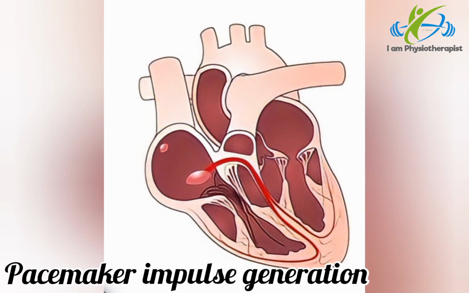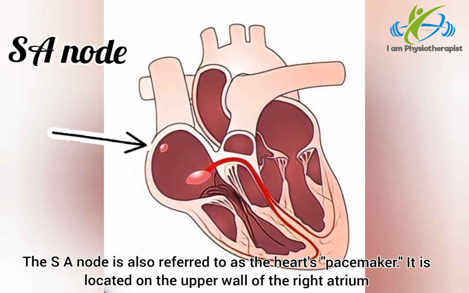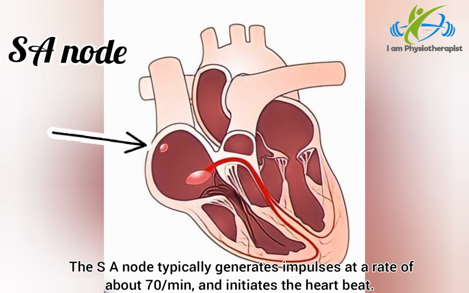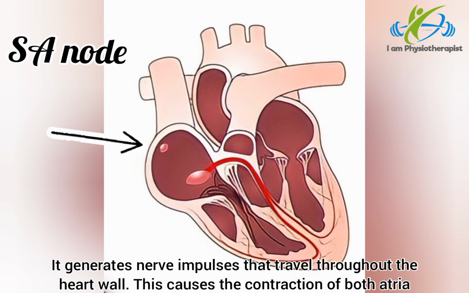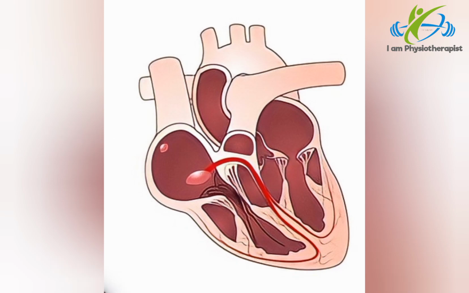Pacemaker impulse generation. The SA node is also referred to as the heart's pacemaker. It is located on the upper wall of the right atrium. The SA node typically generates impulses at a rate of about 70 per minute and initiates the heartbeat. It generates nerve impulses that travel throughout the heart wall. This causes the contraction of both atria.